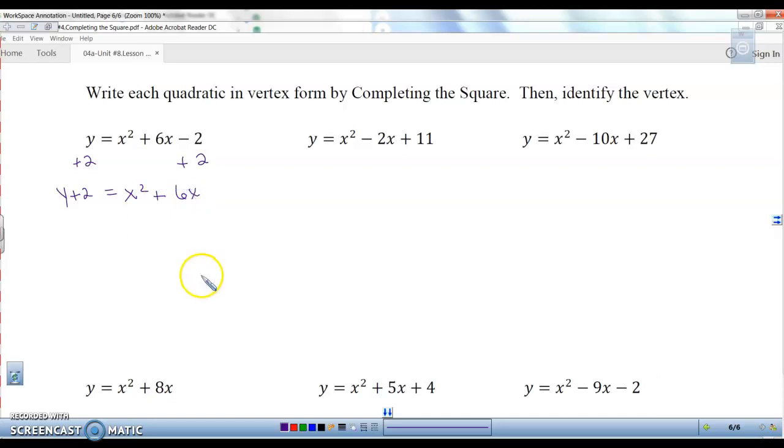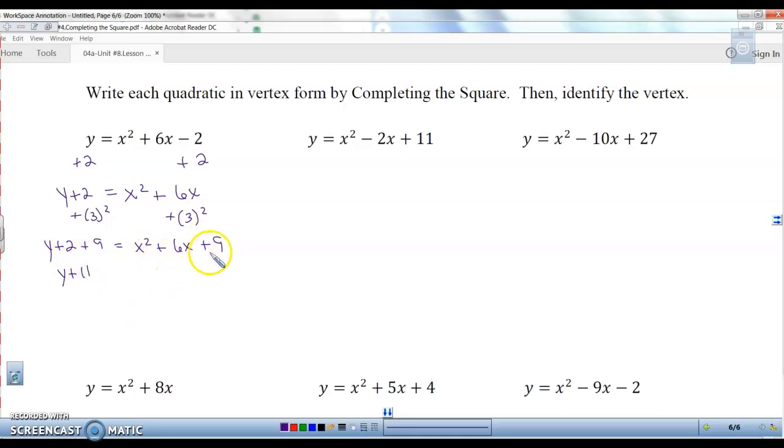All right, then I want to take half of the b term and square it. This is the b term. Half of that is going to be 3, and I'm going to square it. And since I did it on one side, I've got to do it on the other side. So this is going to be y plus 2 plus 3 squared is 9 equals x squared plus 6x plus 9. Combine my terms here, I get y plus 11.